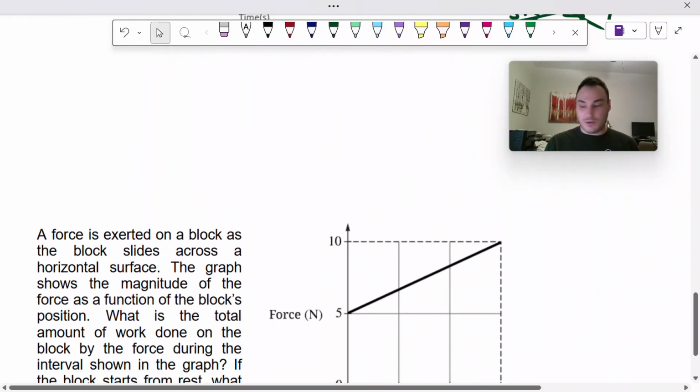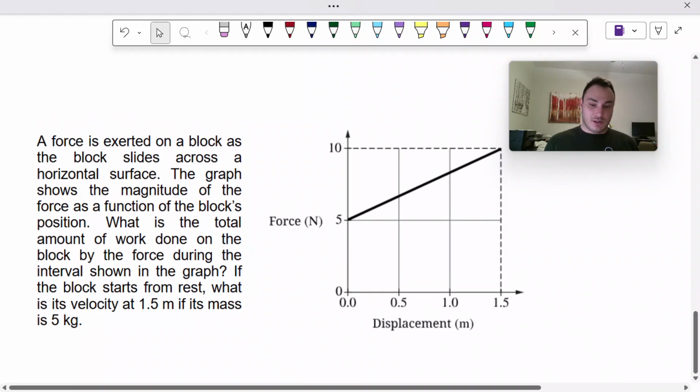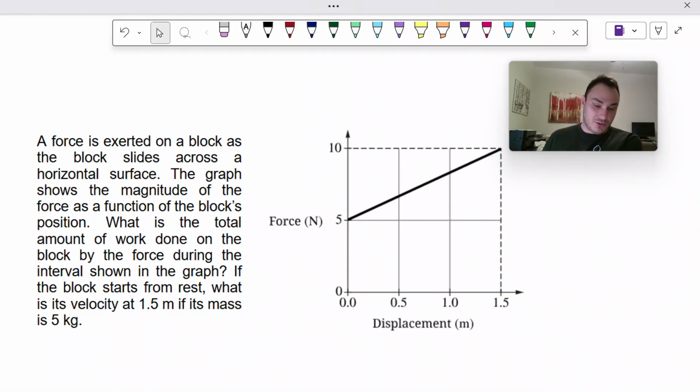So this is the only example I really have. Let's read this example. A force is exerted on a block as the block slides across a horizontal surface. The graph shows the magnitude of the force as a function of the block's position. So we have force and position, force and displacement. What is the total amount of work done on the block by the force during the interval shown in the graph? If the block starts from rest, what is its velocity after 1.5 meters if its mass is 5 kilograms?